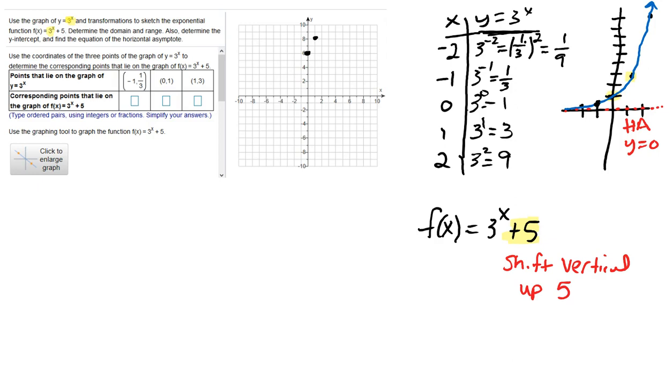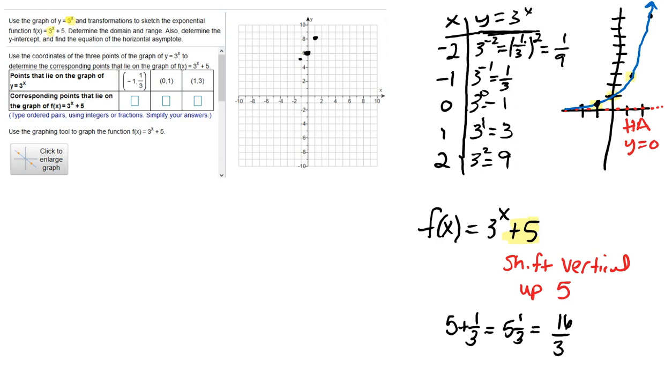So if we take 1/3 and move it up 5, I can't do that math in my head very easily. 5 plus 1/3, well, that's 5 1/3, which is the same thing as 16/3. So that point will go to -1, 5 1/3, so maybe about right here.